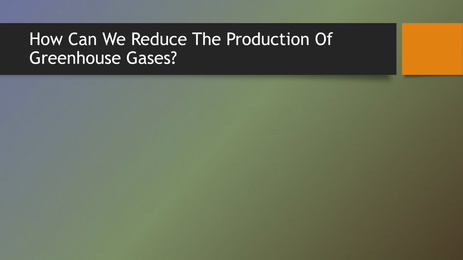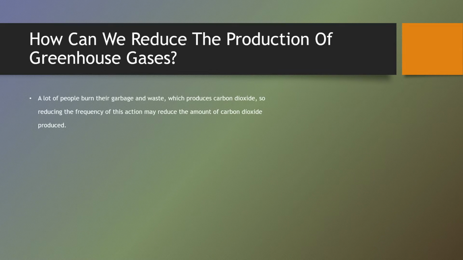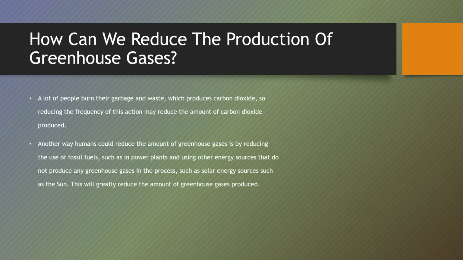How can we reduce the production of greenhouse gases? A lot of people burn their garbage and waste, which produces carbon dioxide. So reducing the frequency of this action may reduce the amount of carbon dioxide produced. Another way humans could reduce the amount of greenhouse gases is by reducing the use of fossil fuels, such as in power plants, and using other energy sources that do not produce any greenhouse gases in the process, such as solar energy sources, such as the sun. This will greatly reduce the amount of greenhouse gases produced.